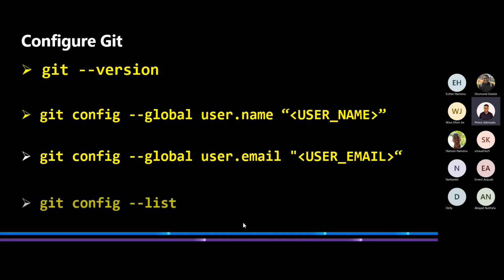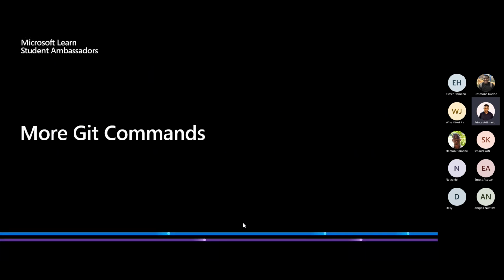Then when you are done, you run this command, git config option list, to see whether you have successfully configured your Git. Once you do that, you see your username and your email in the list. I'll be running git config option list to see.